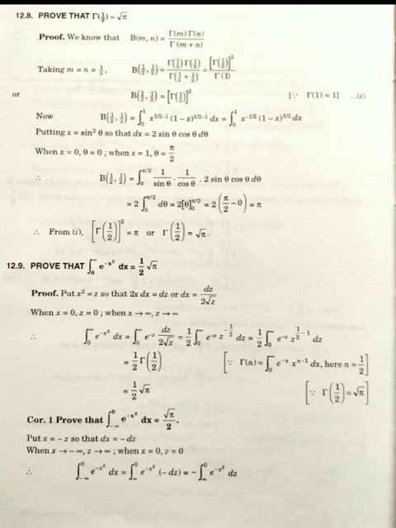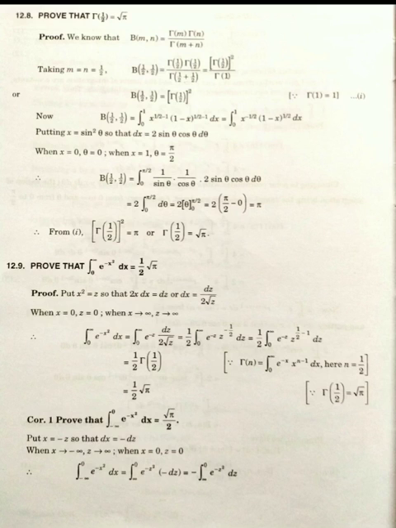Okay, let's see one more. Prove that integration 0 to infinity e raised to minus x square into dx is equal to 1 by 2 square root pi. Okay, see here, if the limit is 0 to infinity, must and should you have to use the gamma function. If the limit of the integral is in the form of 0 to 1, must and should you have to use the beta function.